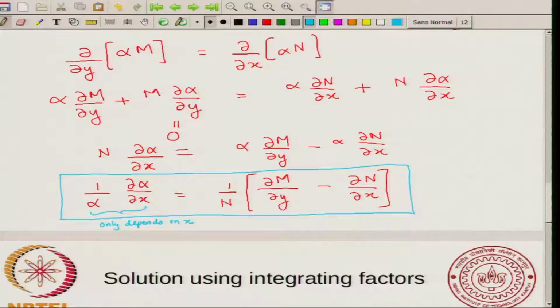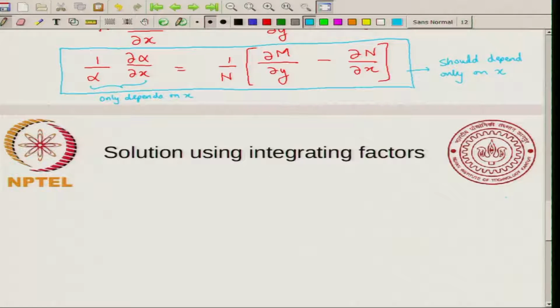So left hand side only depends on x, therefore the right hand side, now m and n are functions of x and y, so their derivatives will also be functions of x and y. Okay. So in general it depends on both x and y, but if you have this integrating factor alpha, then this should depend only on x. So what this means is that we have a condition for existence of an integrating factor. If this right hand side depends only on x, it is not a function of y, then you have an integrating factor alpha that depends only on x that satisfies this equation.